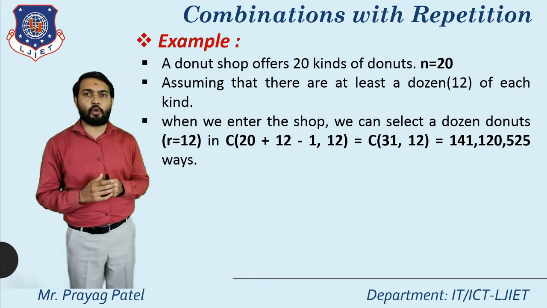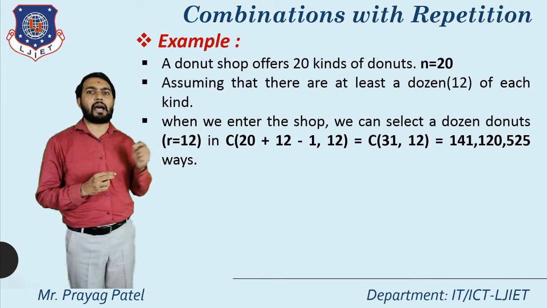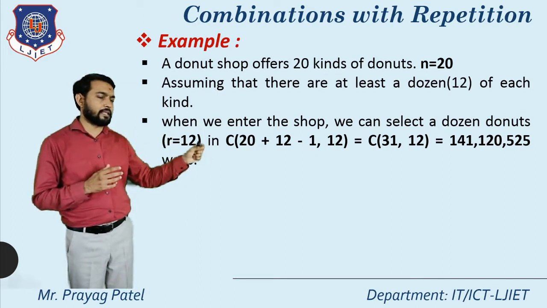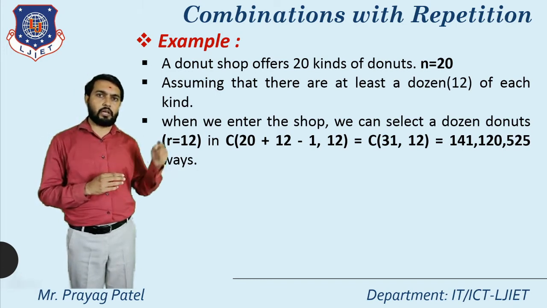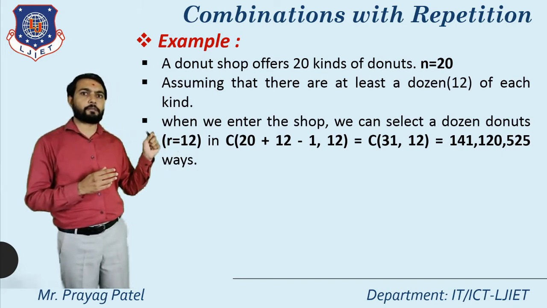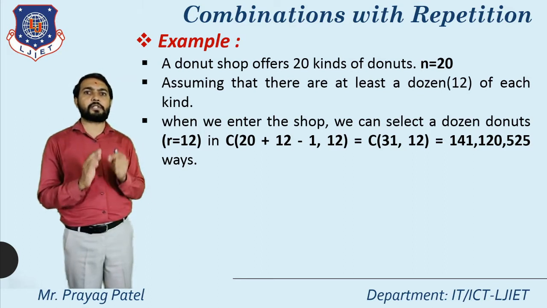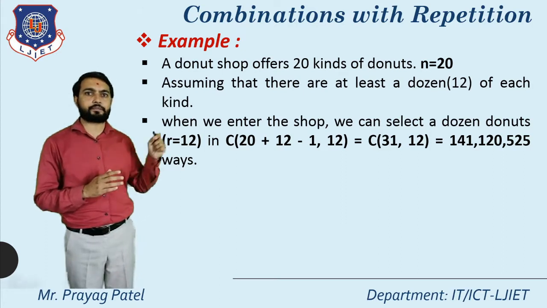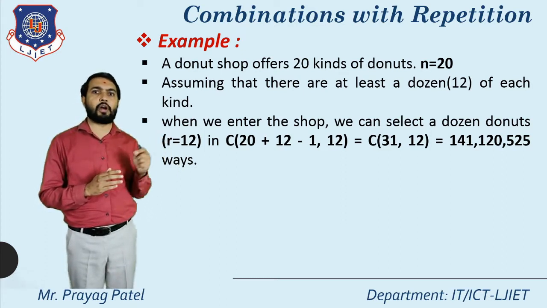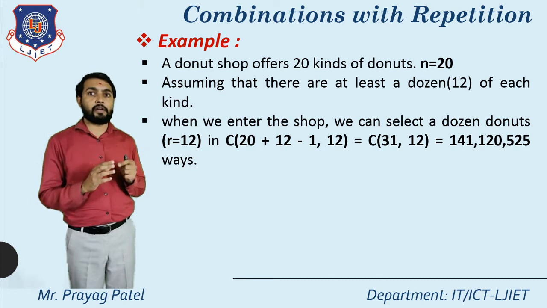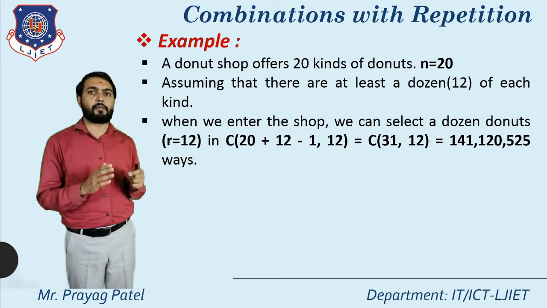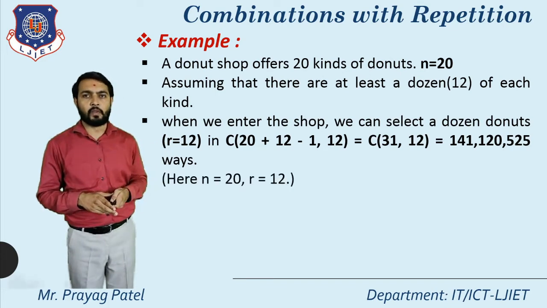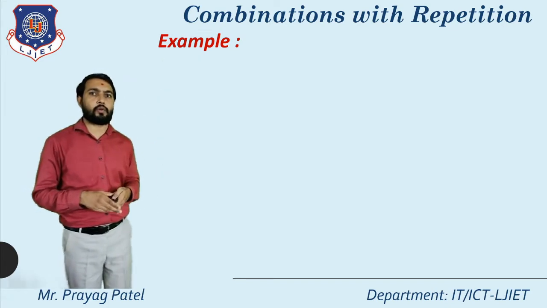Now according to our formula C of n plus R minus 1, R, 20 is n and 12 is R. So our formula is C of 20 plus 12 minus 1, 12. That means C of 31, 12. Now find the value of C of 31, 12 using the combination formula, and we will get 141,120,525 ways. So this many different ways are available for selecting the donuts from the available 20. So here n equal to 20 and R equal to 12.